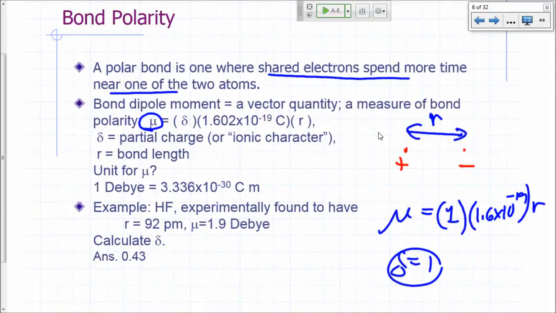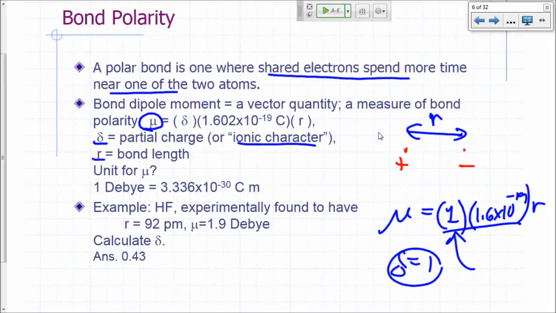But in a bond, you say there's a partial charge between the two atoms. So you multiply the full charge by a delta that would be a number between 0 and 1. That gives you what we call the ionic character of the bond, the extent to which an electron has been transferred from one end of the molecule to the other. Okay, so r here is the bond length.